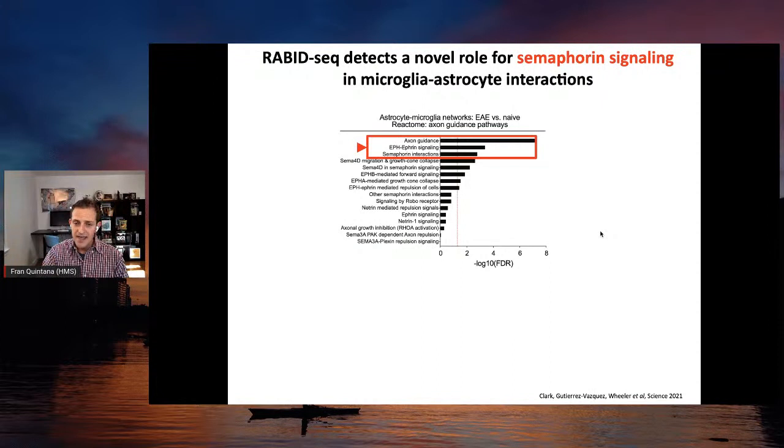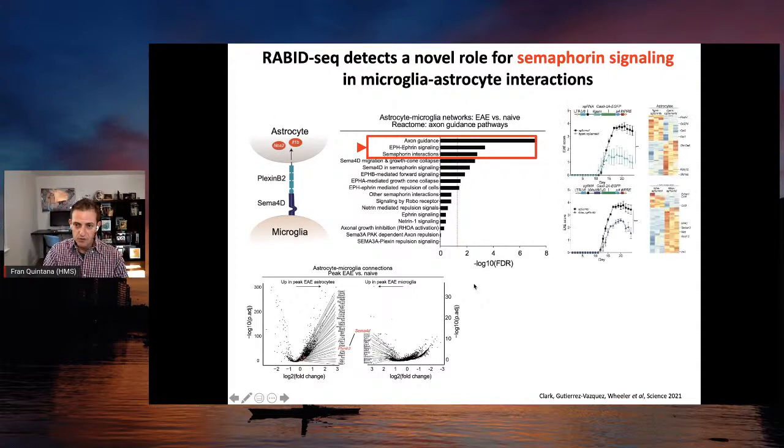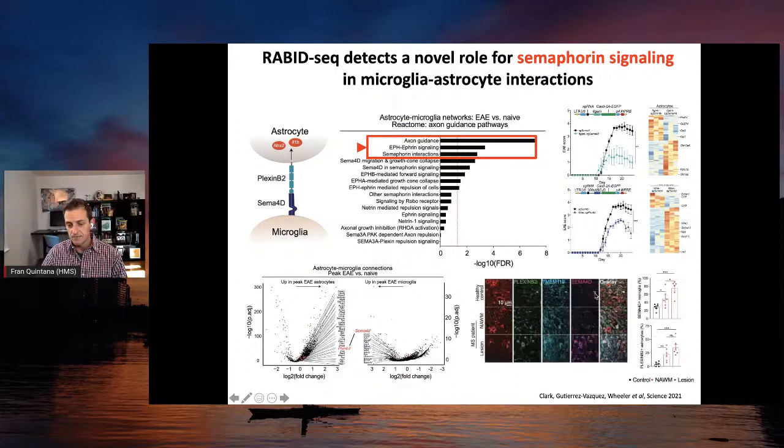The final observation we made when we used this approach is that the second axon guidance pathway we identified as significantly upregulated was one mediated by semaphorin. In particular, we found that semaphorin 4D expressing microglia can activate plexin B1 and plexin B2 in astrocytes, and that also triggers multiple pro-inflammatory responses. And conversely, if we inactivate these interactions, there's a significant amelioration of EAE.